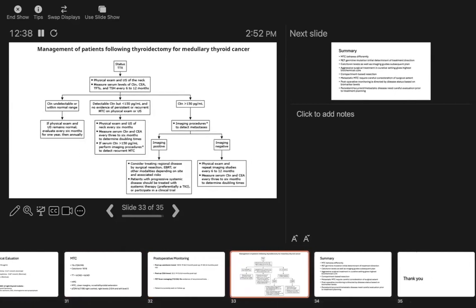So this is the algorithm for management of patients after treatment with surgery for medullary thyroid carcinoma, more or less describing what I have talked to you about earlier.